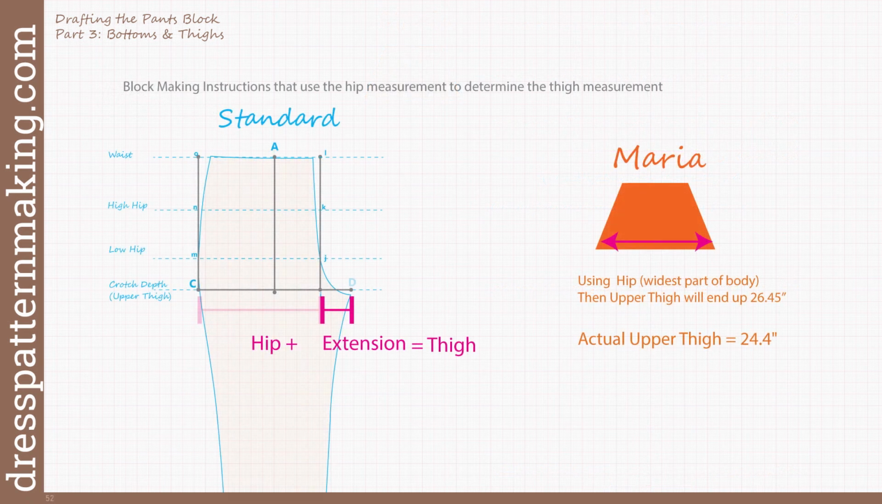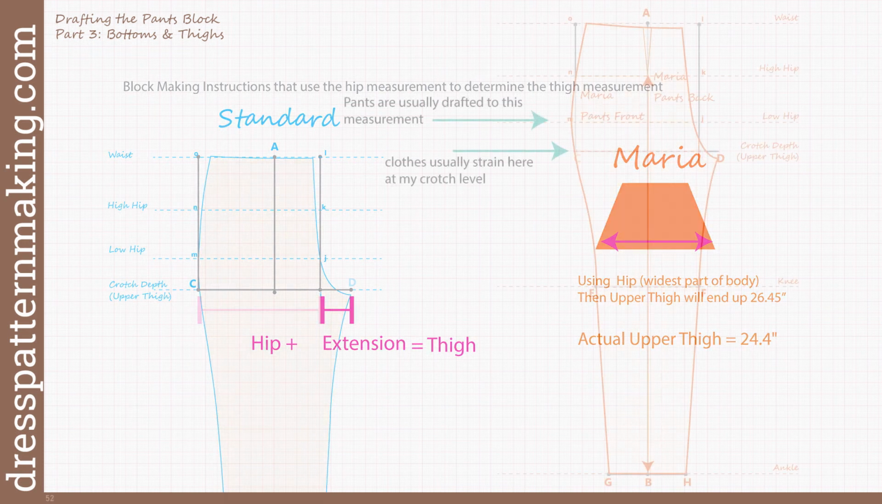Now, just in case someone remembers me saying something along the lines of it not being a good idea to use the widest part of your body for the width of your foundation, when I said that, it was a completely different context. That was referring to block making instructions that basically use the hip to determine what the thigh is. In that context, if I used my largest circumference to draft the block, I'd end up with an additional 2 inches of ease in the thigh. So yes, that's a completely different thing. So we'll go back to what I was saying for my block in my system.